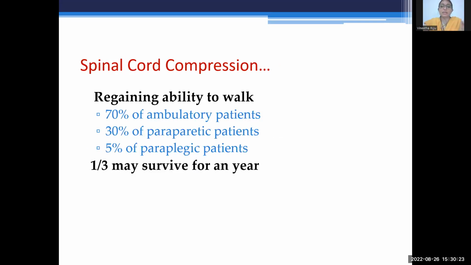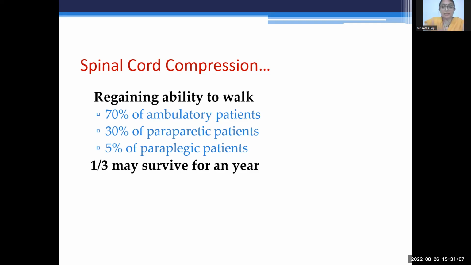And 70% of those patients who came to your OPD walking will be able to go out walking as well. They might have presented to you with a paresis, but they might be able to go out walking. Only 30% of those patients who came walking to your OPD will be able to walk out. But only 5% of those patients who came with complete paraplegia will be able to walk out after treatment.